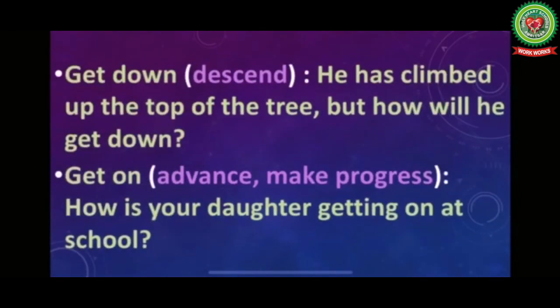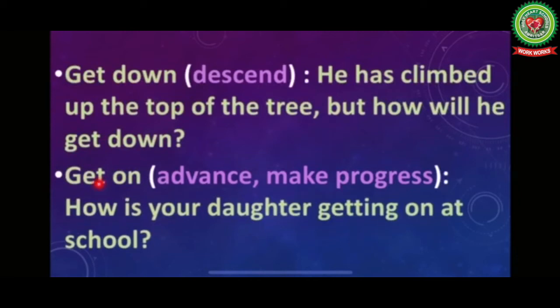See the next one. Next one is get down. Get down means descend, means niche utarna. See the sentence, he has climbed up the top of the tree, but now how will he get down? How will he get down means how will he descend? So instead of using the word descend, we may use the phrasal verb get down.